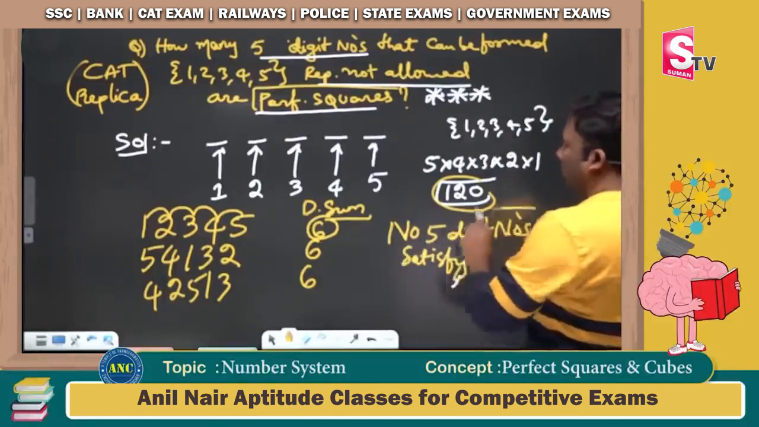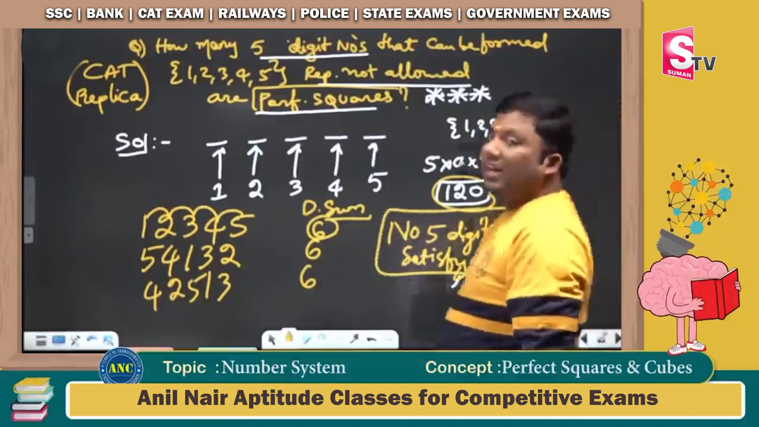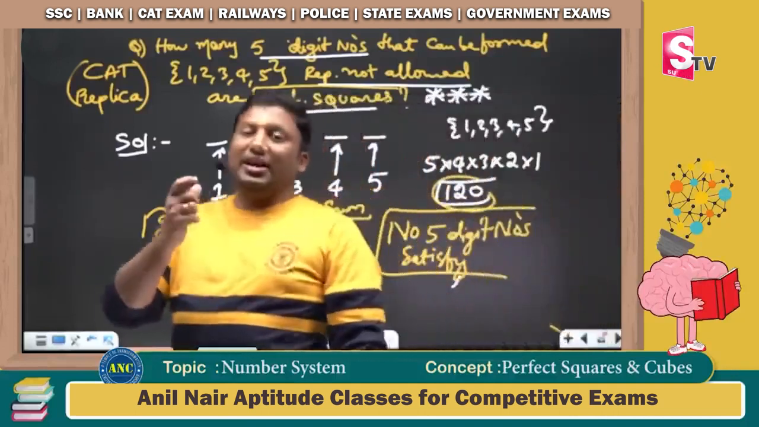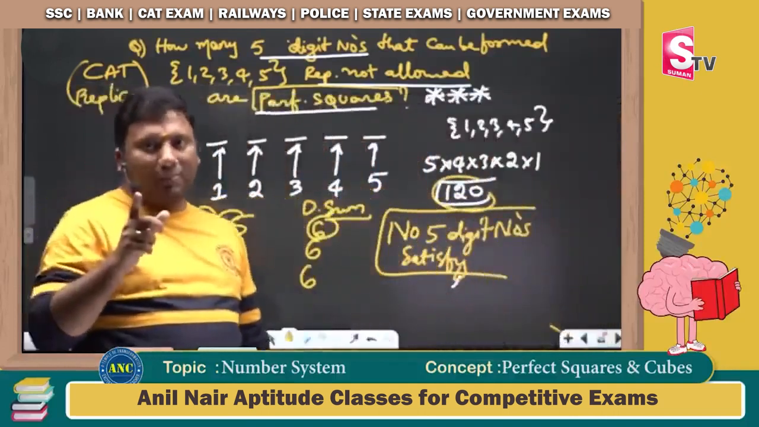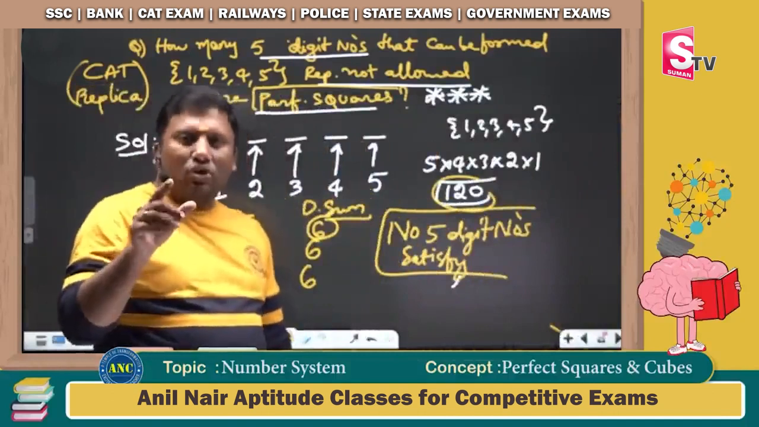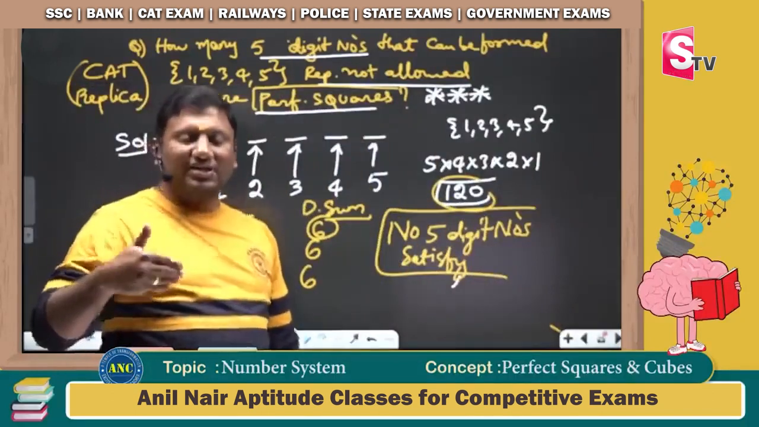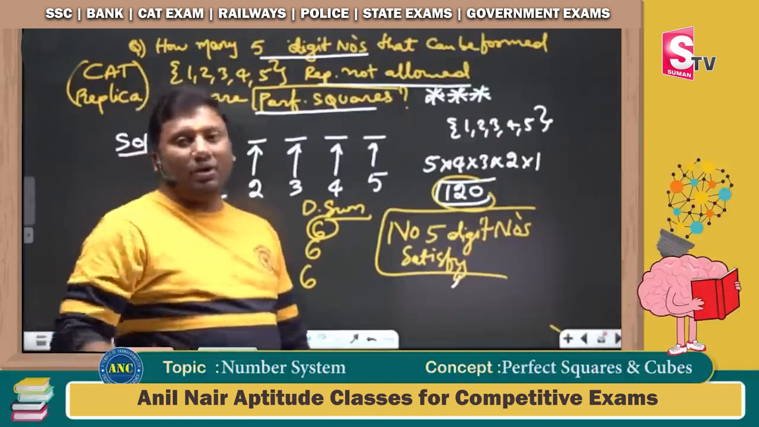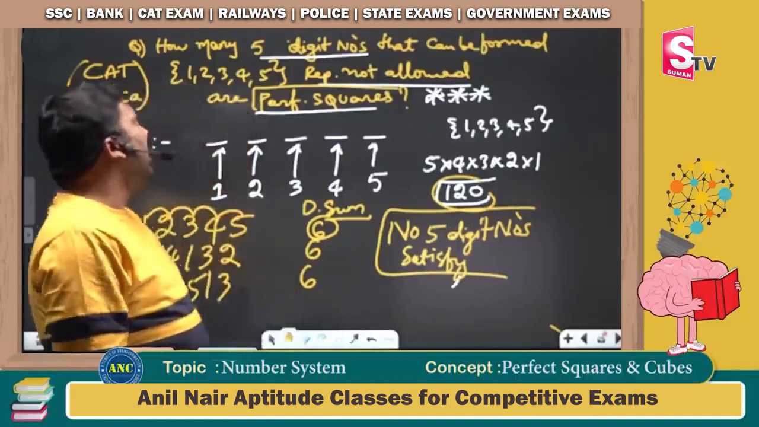Very, very good question. He will not ask you by giving a number whether it is a perfect square or not. If you observe, the first two questions are very primitive questions. The third question is a CAT replica question. This is how I am going to take a CAT class.